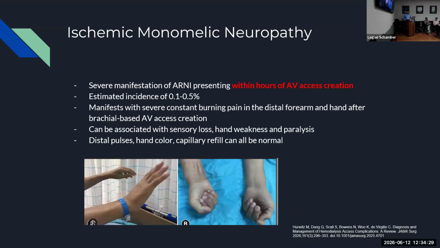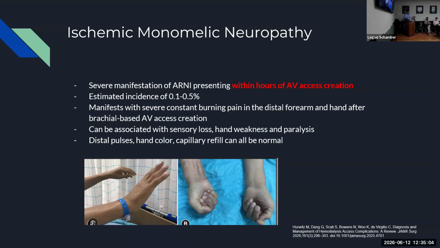All right. Now, bringing us to ischemic monomelic neuropathy. This is considered a very severe manifestation of access-related hand ischemia. The classic presentation is within hours of AV access creation. It's estimated to only occur in roughly 0.1 to 0.5% of all AV access patients. Again, the major manifestation is severe constant burning pain in the distal forearm or the hand after brachial-based access creation. It can be associated with sensory loss, hand weakness, paralysis.